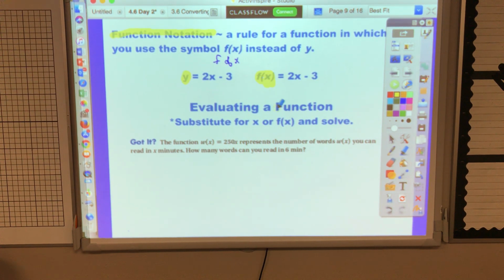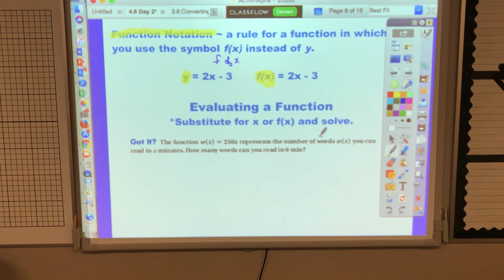Evaluating a function. This is nothing new, just like I said, now these are going to be written in that function notation. We substitute for x or f of x and solve, right? We can sub in for x like we always have, or we can sub in for that f of x, which is the same as subbing in for y, right? So it says the function w of x equals 250x represents the number of words w of x you can read in x minutes. How many words can you read in 6 minutes?